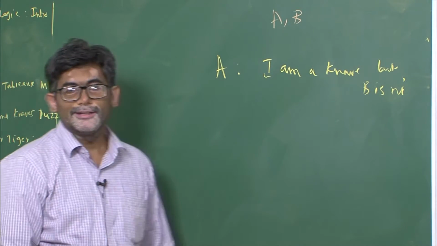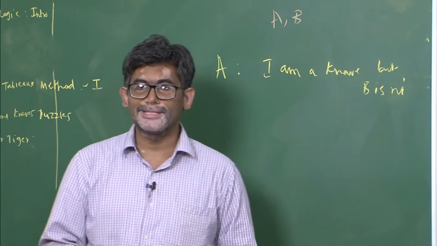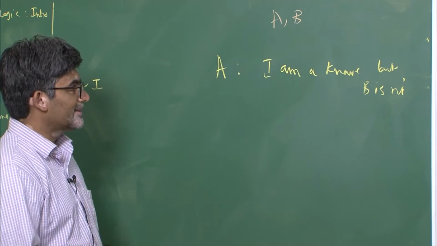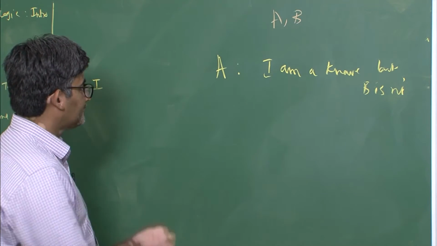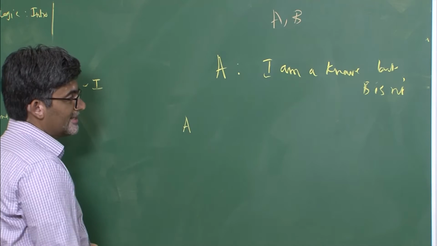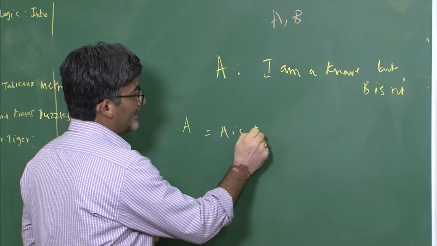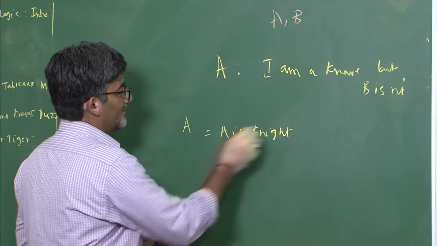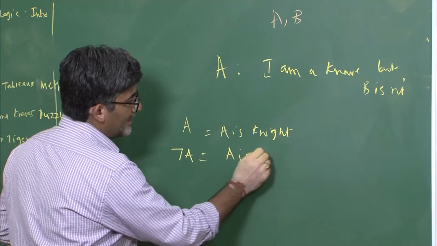Now all these puzzles can be solved by means of some kind of representation. So you need to represent these sentences with P, Q, etc. Suppose if I write simply A, that means A is said to be a knight, and if you write not A, that means A is a knave.